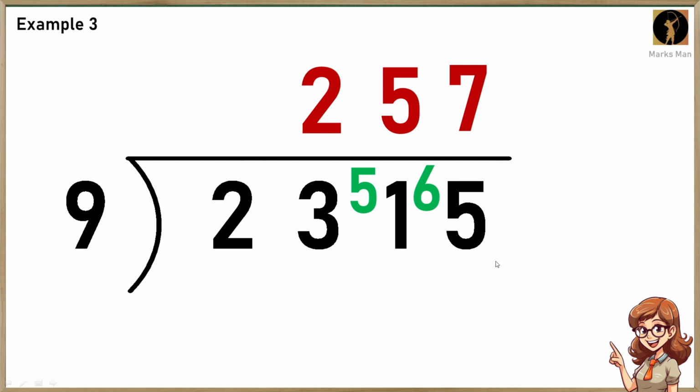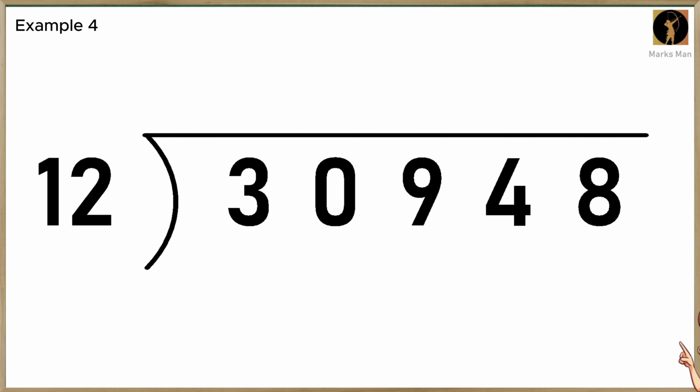Since we don't have any digit on the right of 5, the number 2 becomes the remainder. That means 2,315 divided by 9 is equal to 257 remainder 2. I hope that's clear. Next example.